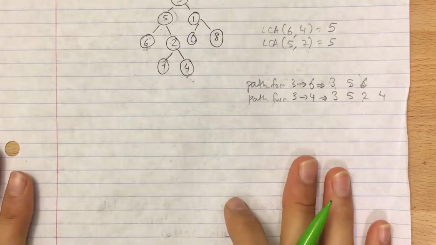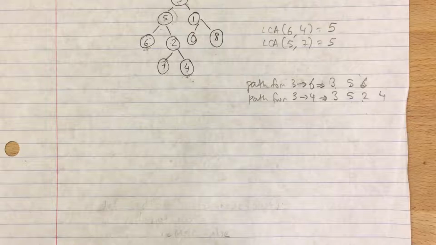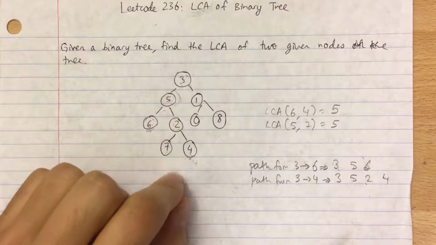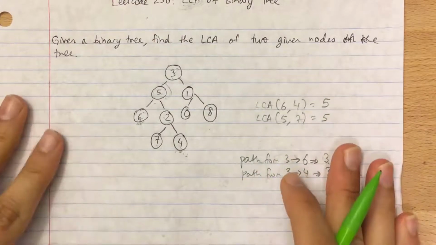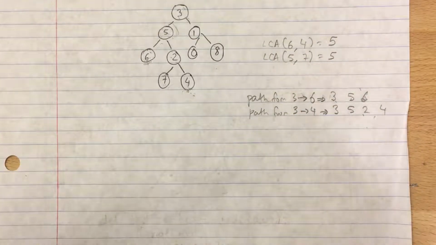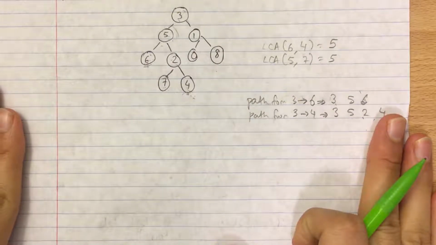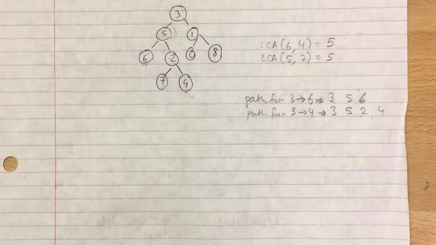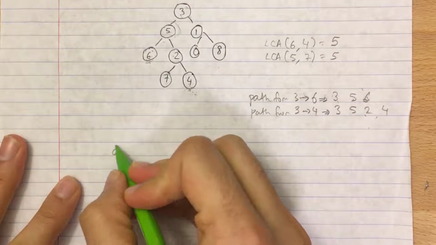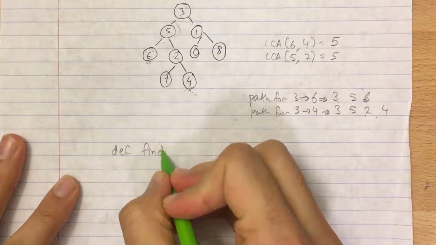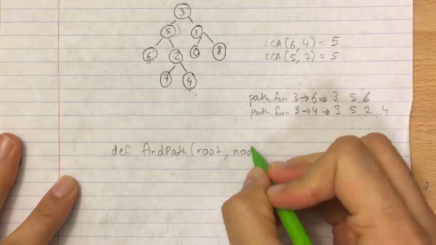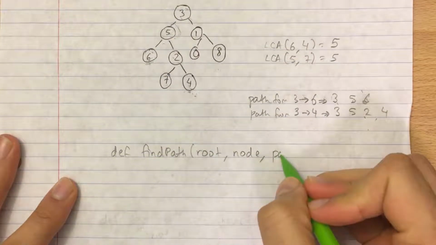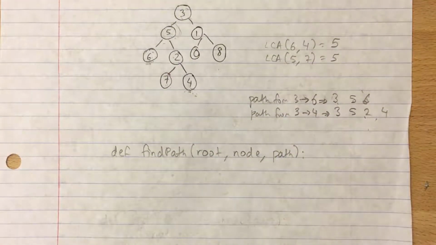So if you were to write some sort of generic function which can take the root, and take in the node that you're looking for, and basically give you a particular path, you can accomplish that task. Let's see how we can do that. I'll call this findPath, and this might take in a root, the node that you're looking for, and the path, which is probably a list or array.